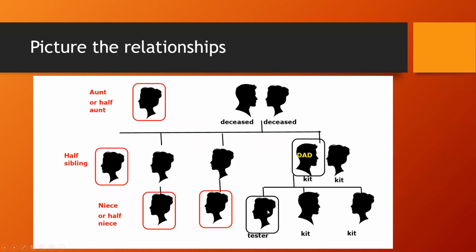The tester's cousin M matched the tester's brother and sister. Also, the possibilities we had on our chart were aunt or half-aunt, half-sibling, niece or half-niece. So that's where we're starting with the family tree that we've already kind of put together, given the known kits that we have.